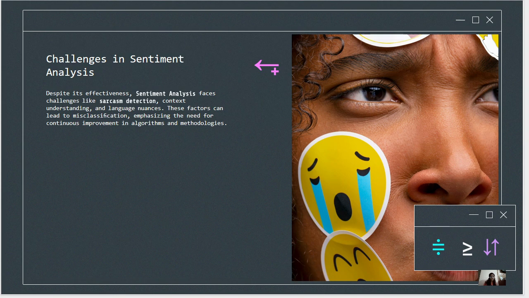So, challenges in sentiment analysis. Despite its effectiveness, sentiment analysis faces challenges like sarcasm detection, context understanding, and language nuances. These factors can lead to misclassification, emphasizing the need for continuous improvement in algorithms and methodologies.